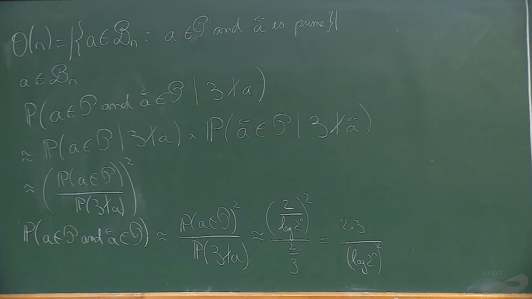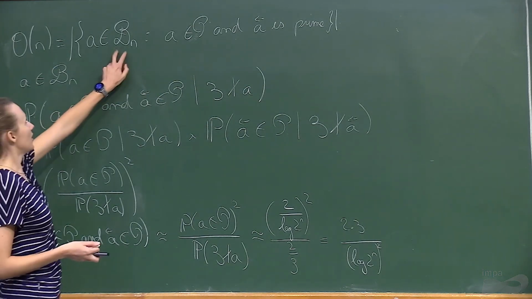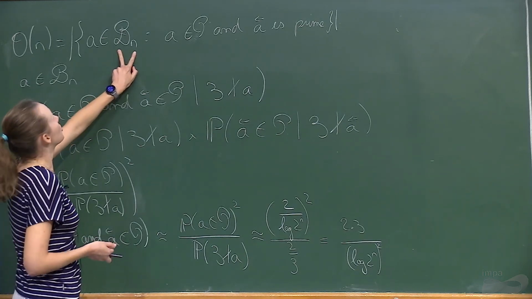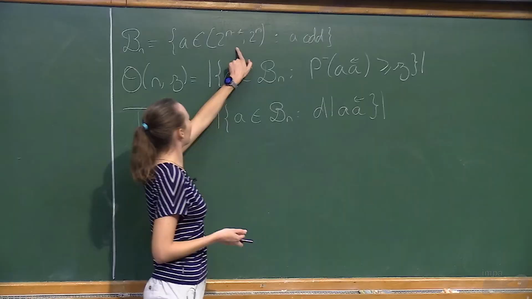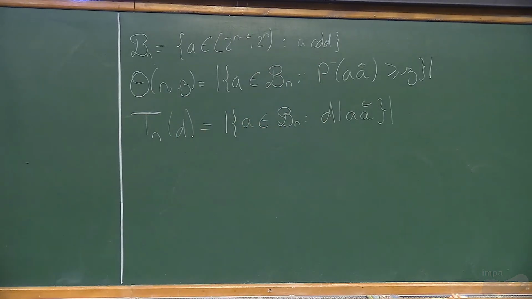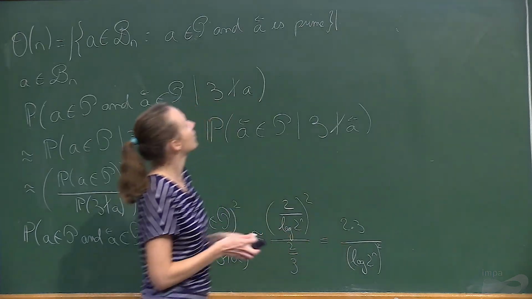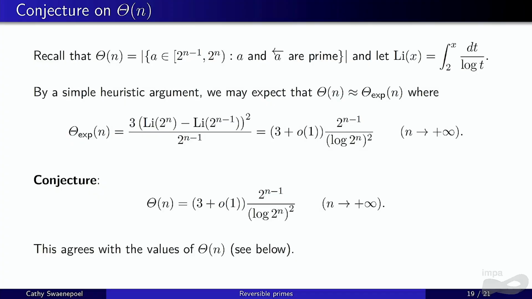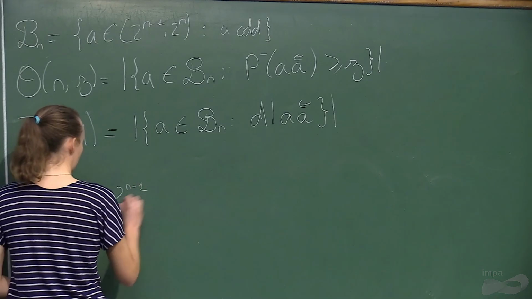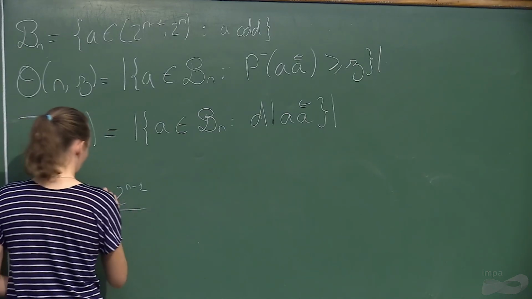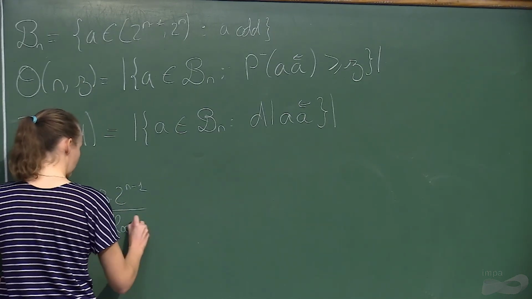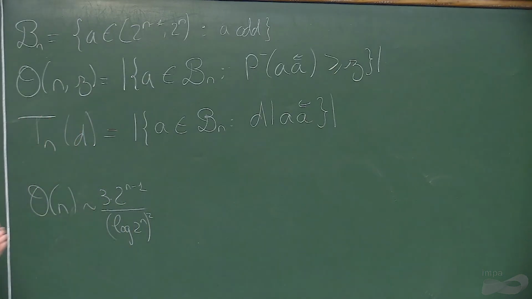Okay. So finally, theta of n is expected to be about the cardinality of Bn, which is 2 to the power n minus 2, times this. So 2 to the power n minus 2 times this gives, so theta of n should be about 2 to the n minus 1 divided by log of 2 to the n squared. Okay, so this is our conjecture.